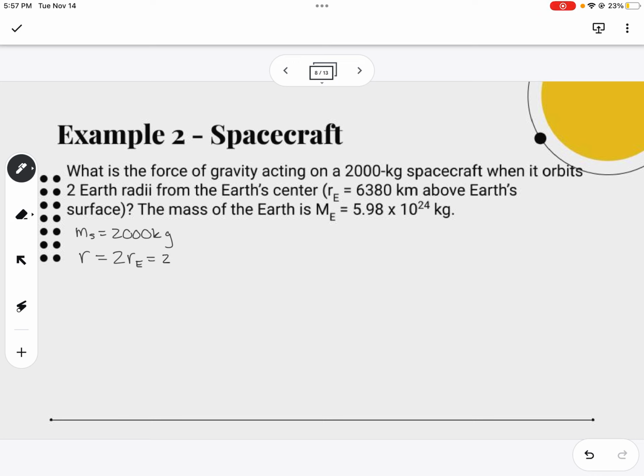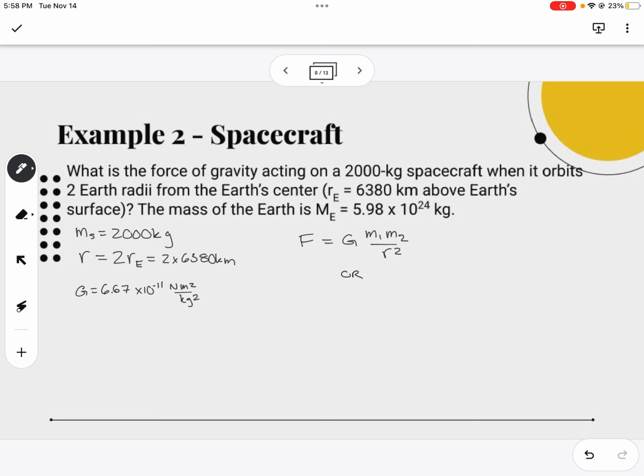So 2 times 6,380 kilometers, that's going to be your R value, and you could simplify that a little bit. I'm not going to, because just hang with me for a second. There might be an easier way for us to tackle this problem. G, maybe we need to use G, right? If I'm going to use our new law of universal gravitational equation, that's our constant right there. So you could totally use this equation here.